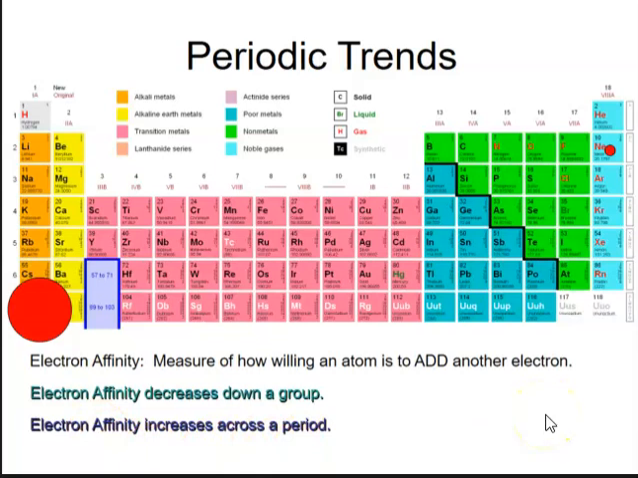Pretty cool. So connect it to size, and just remember these trends, and you'll be able to answer all sorts of questions like, what has a greater ionization energy, or which one of these is bigger? You can just grab your periodic table and remember those trends, and it's a piece of cake.